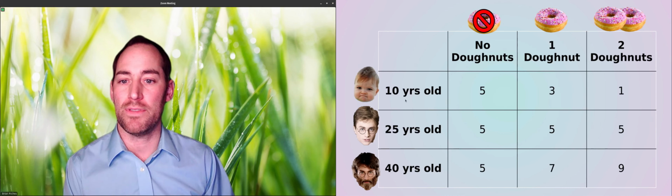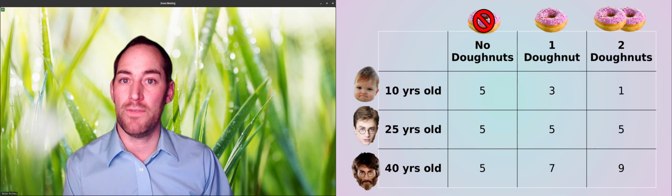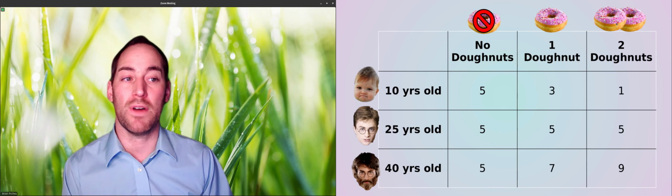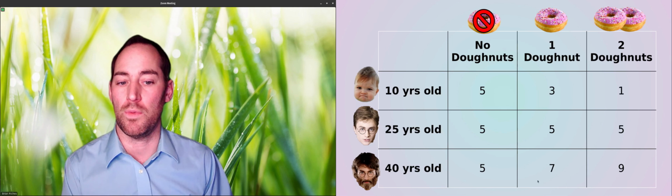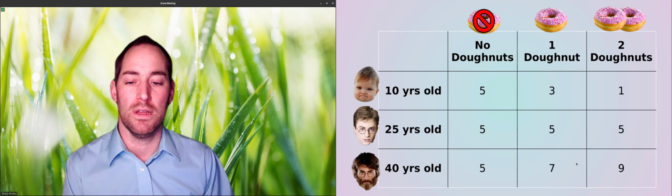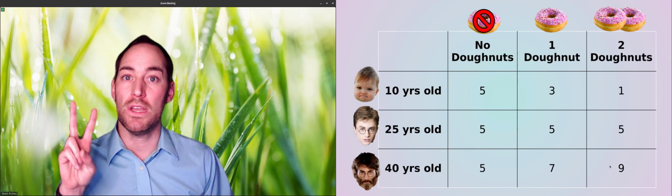Here we have the data. We have 10-year-olds with no donuts, 10-year-olds with 1 donut, and 10-year-olds with 2 donuts. We have 25-year-olds with no donuts, 25-year-olds with 1 donut, and 25-year-olds with 2 donuts. So each of these boxes represents a different group of people. So this group right here were 40-year-olds who ate 1 donut. This group was 40-year-olds who ate 2 donuts.